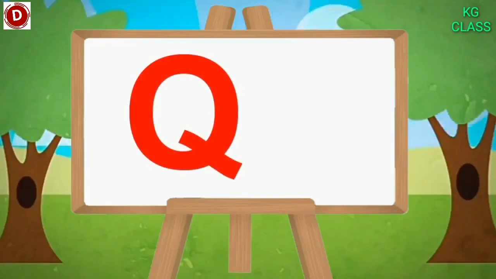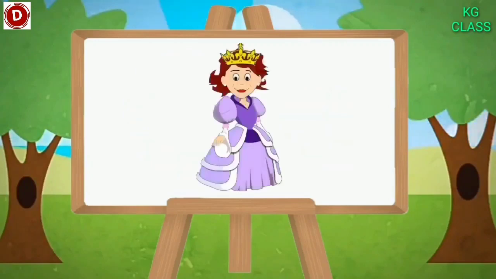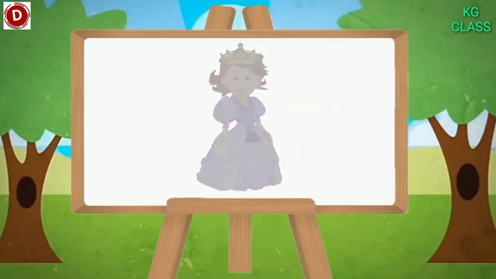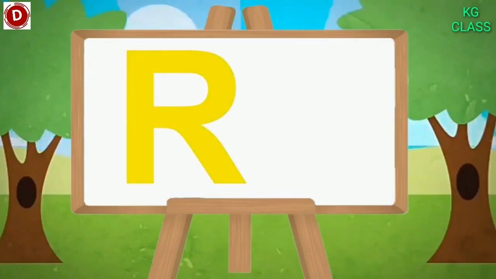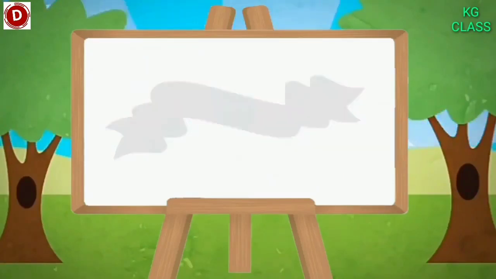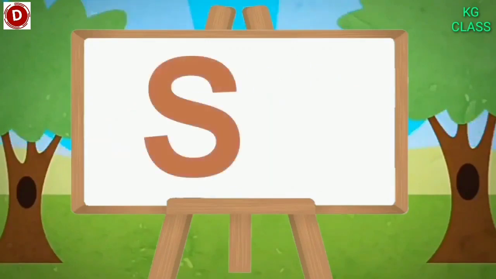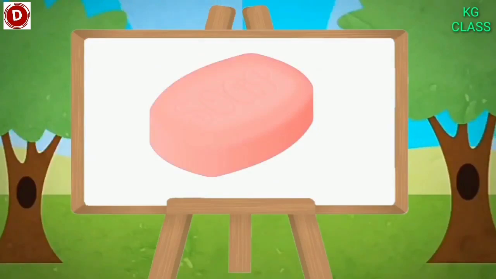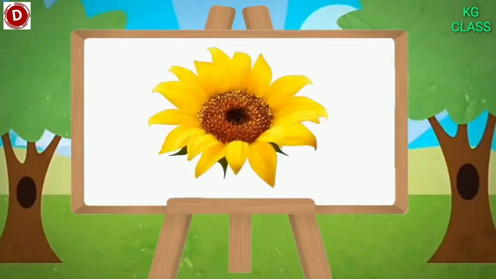This is capital Q and small q. Q for queen and Q for quilt, matlab rajai. Children, this is capital R and here comes small r. R for ribbon and R for rabbit. This is capital S and small s. S for soap, S for sunflower.